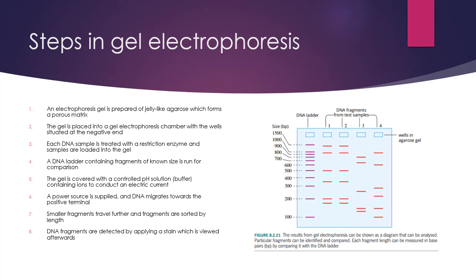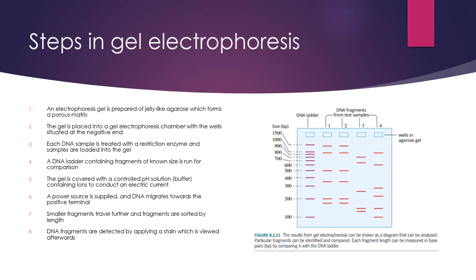Each DNA sample, so maybe the 3 different suspects or the 3 possible fathers of the child, is going to be treated with restriction enzymes to chop up the DNA into fragments. And then you're going to load that DNA into the gel by using a micropipette into these wells 1, 2, 3, and 4.